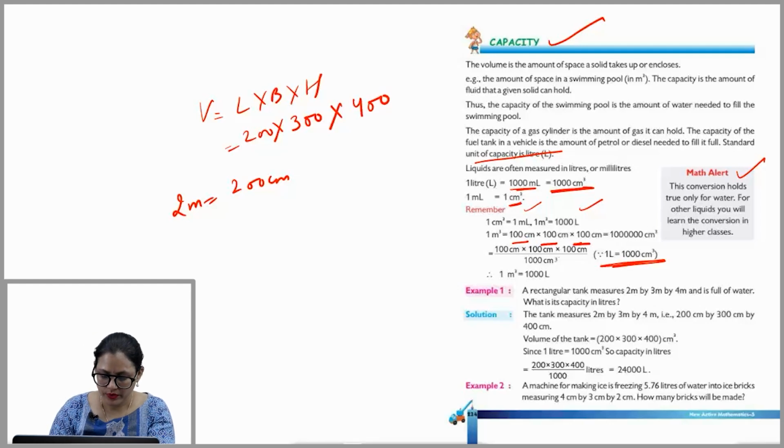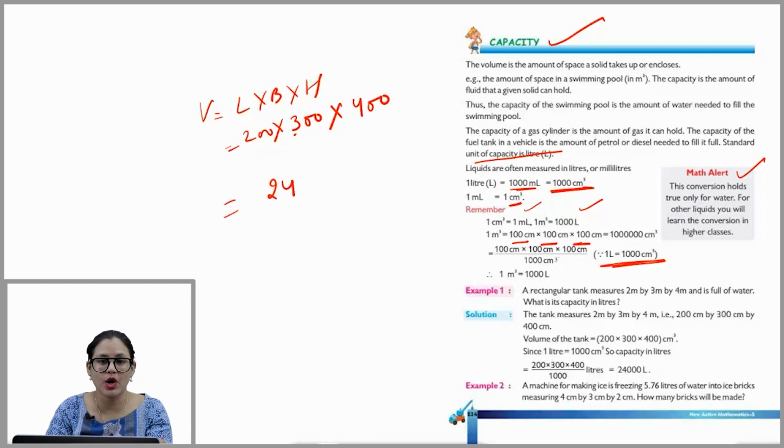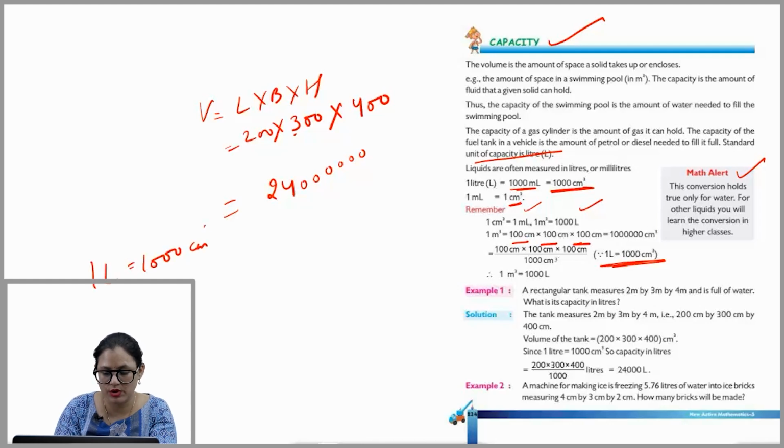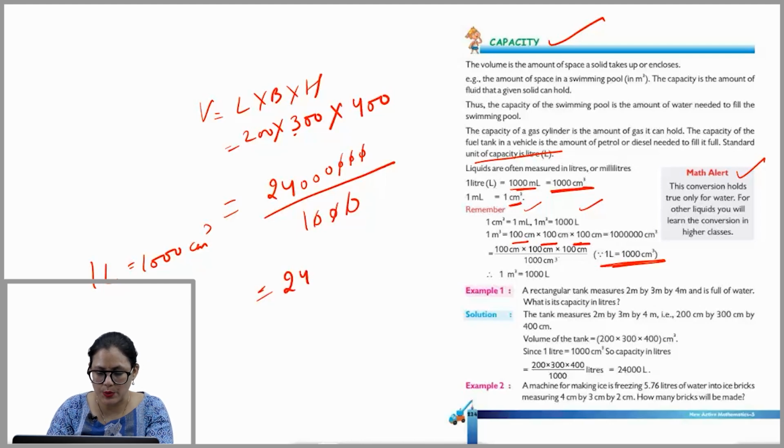Now we will multiply. 2 3s are 6 and 6 4s are 24. Now count how many zeros are there: 1 2 3 4 5 6, and 1 2 3 4 5 6. And you have to find the capacity in liters, so what will you do? You know that 1 liter is equal to 1000 centimeter cube, so you will divide it by 1000. 1 2 3, 1 2 3. So 24,000 liter is the capacity, right?